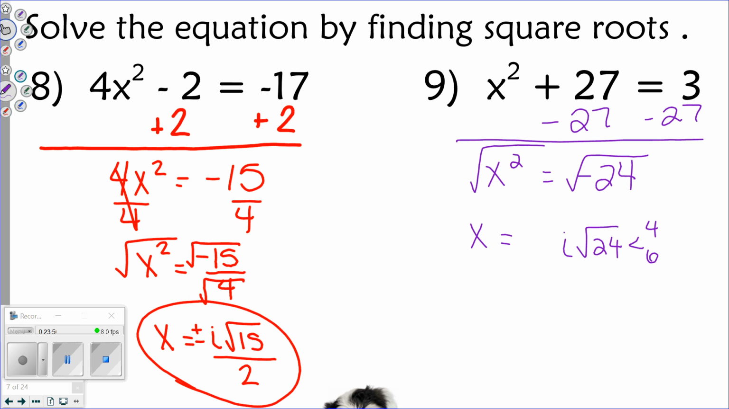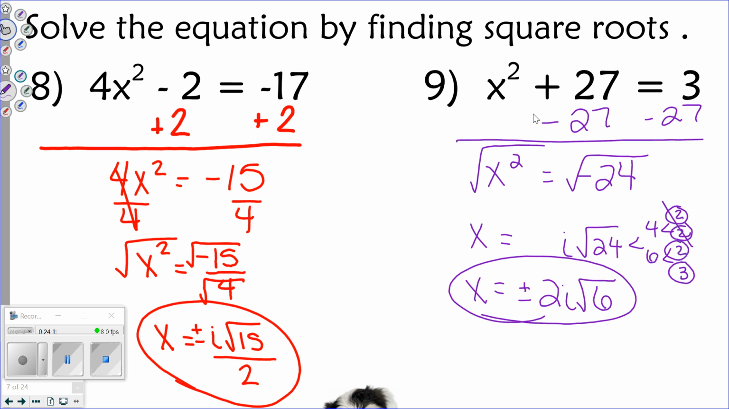Factor tree. So as far as you got. So we got a pair of 2's. So 2i. Singles go back in as a 6. And then don't forget your plus and minus. So plus or minus 2i radical 6.